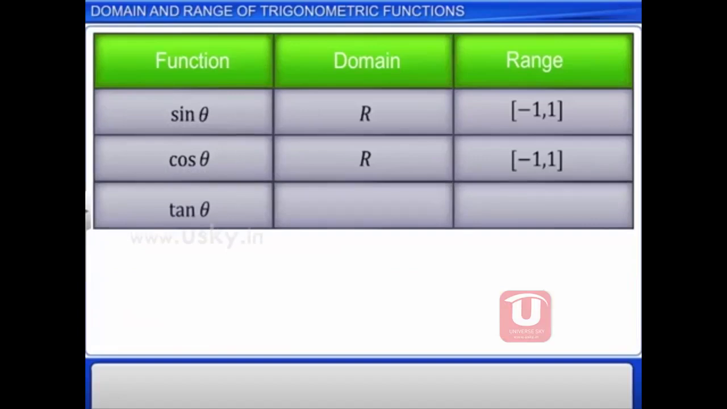Or, tan theta is defined for all theta such that it is a real number and is not equal to 2n plus 1 into pi by 2, where n is any integer. This is the domain of tan theta. And the range is the set of real numbers R.